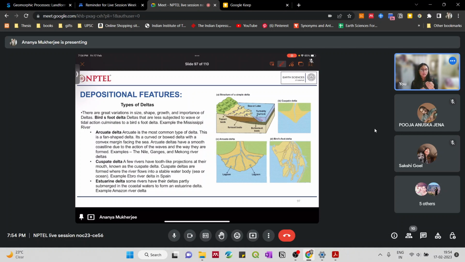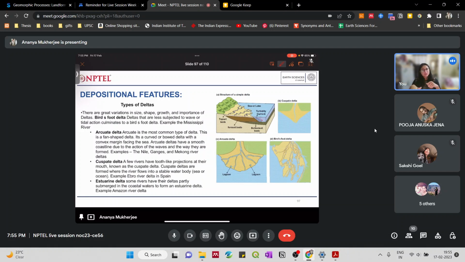It is curved, and mostly the coastline is pretty smooth due to the wave action that is happening over there. So Ganges is a type of the arcuate delta. Okay, Mississippi is a bird's foot delta example. Then you have the cuspate delta, where a sharp projection is formed where the water is interacting with the sea. Okay, so these are mostly in the stable water body, that is sea or ocean. That means there is not much tide action or wave action over there.